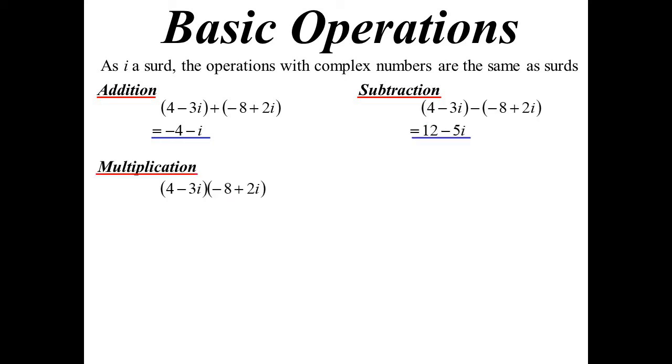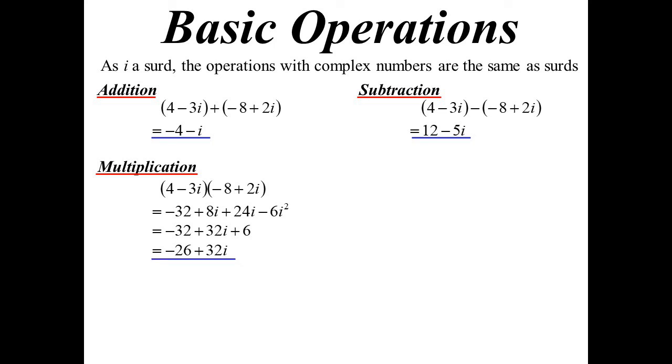Multiplication, well, looks like one of our binomial products. The difference is now that we don't leave it as 6i squared. Remember, i squared is defined to be -1. So that minus 6i squared is actually plus 6.